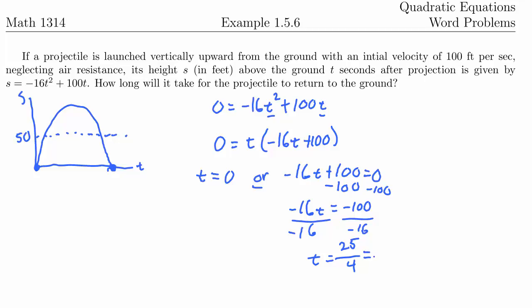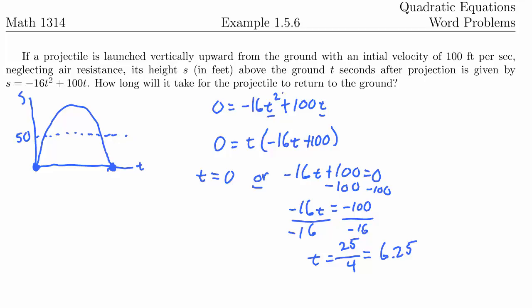I'm going to go ahead and write this as 6.25. That's how many seconds it will take. Now, 0 and 6.25 are the two solutions I got. 0 is what's happening right here, and 6.25 is what's happening right here.